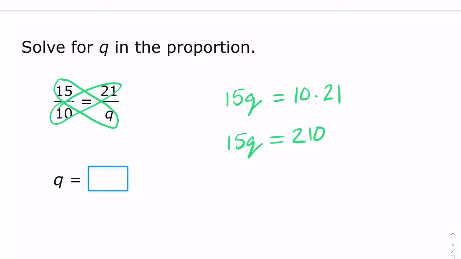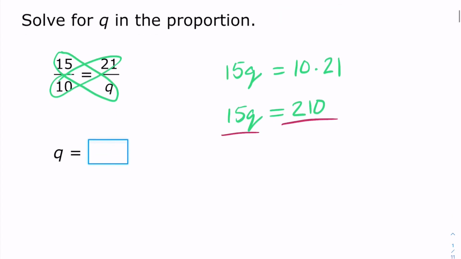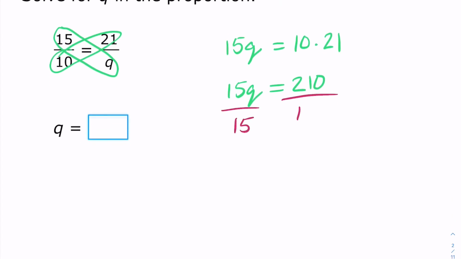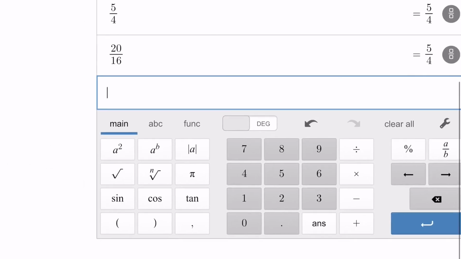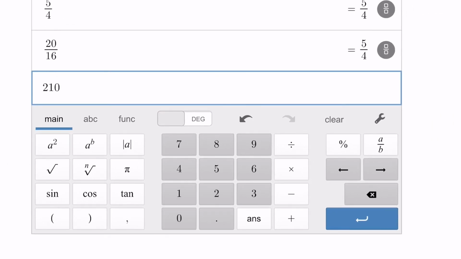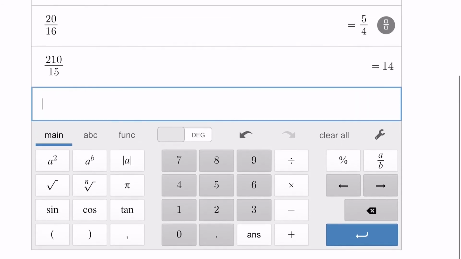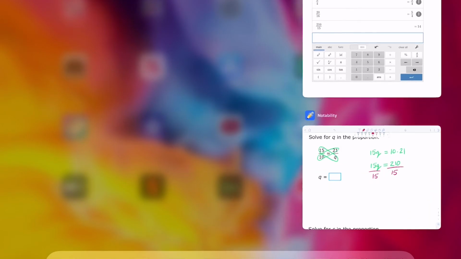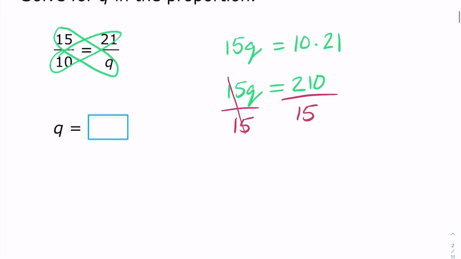Or you can just use Google, but what I like about Desmos is it will give you that fraction if you need it. And I'm going to divide both sides by 15. So 210 divided by 15. Well, if you need a calculator for this, then you're just going to type in 210 divided by 15. And they give you the whole number, 14. So, in this case, Q is equal to 14.